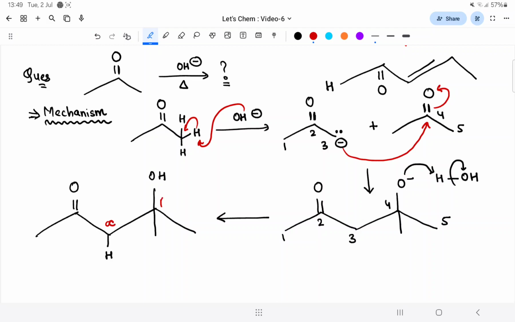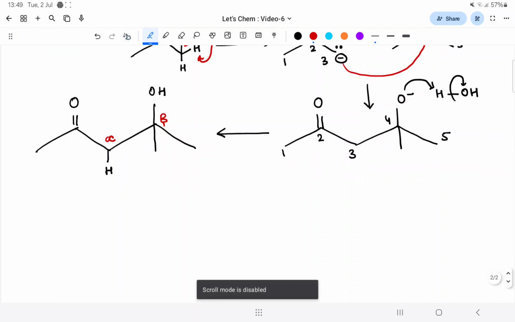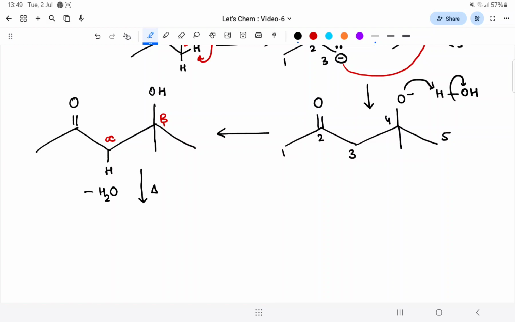Now we'll take this as alpha, and this as beta, and since we are providing heat here in this case, there will be a condition of minus H2O. So minus H2O means what? In any of the cases you can take, let's say this bond has already gone, there is an OH minus ion, and that has taken that H plus from here, started heat from here only. So what we have got here is something like this, if I am not wrong.